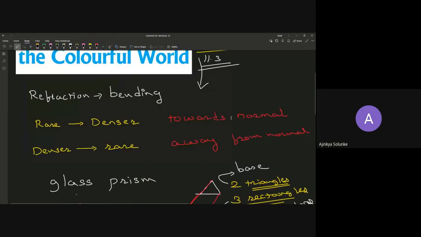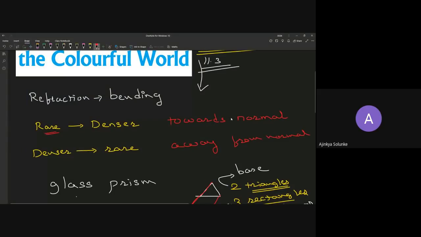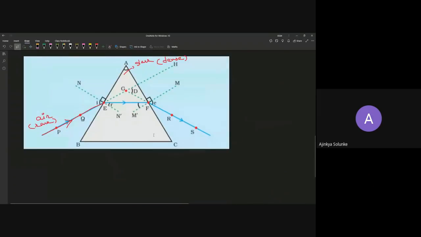We have seen before that if the light is traveling from rare to dense, it is bending towards the normal, correct? Okay, so first we need to draw a normal. We should have a normal and only then can we talk about this. This green line is the normal. Normal is drawn 90 degrees to the surface, so it's a perpendicular line. So this is our normal.